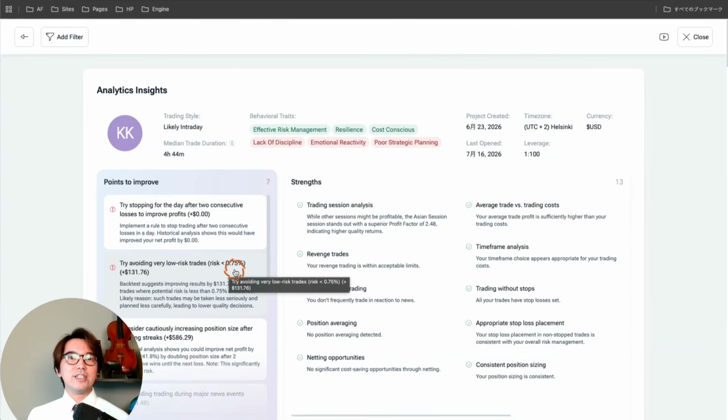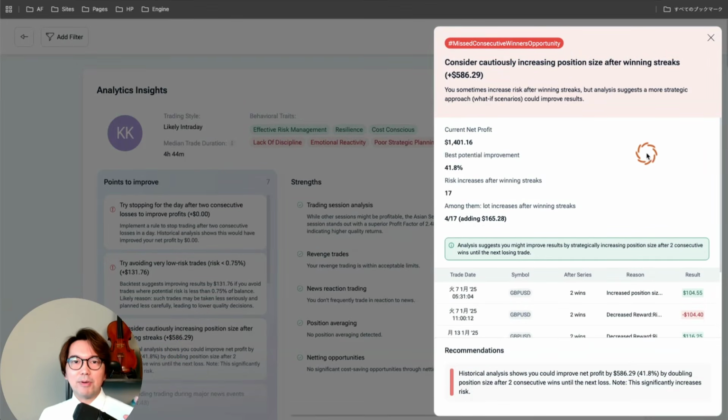0.75% risk, which led to lower quality decisions and caused me to miss out on $131.76 in profit. It even provides a specific improvement plan stating that if I had carefully increased my position size after the winning streak, then I could have gained an additional $586.29 in profit. The AI teaches you your unconscious habits as objective facts that you could not notice by yourself. This is the first step of Kaizen in trading.